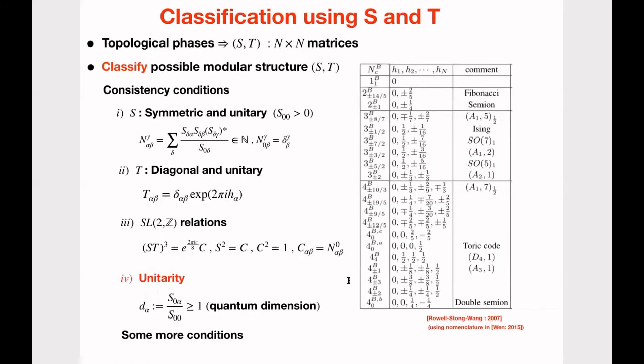So far I explained from the topological phase that we can construct the S and T matrices, but we can also do the reverse engineering. We can try to classify these modular topological phases by solving some consistency conditions for these modular structures. This was done beautifully by these people in the audience. All the bosonic topological phases up to rank 4 are classified. So at least we can identify all possible modular structures up to rank 4.